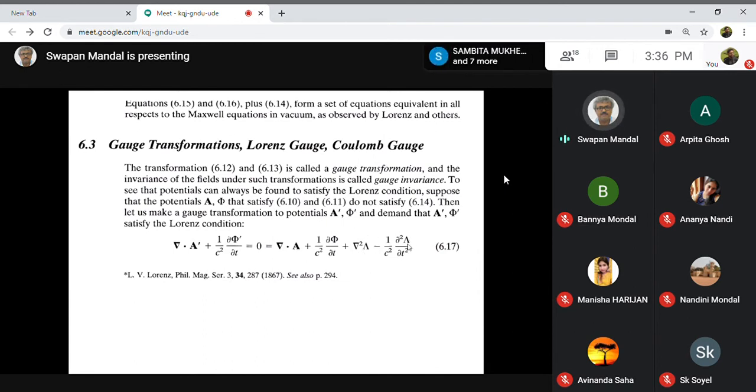If you make a gauge transformation, the Lorentz condition is changed in this way. However, in order to make the Lorentz condition invariant under gauge transformation, we can choose lambda in such a way. Lambda was my free choice; I once again repeat, lambda was my free choice. Now I am imposing a choice: that lambda will be such that del square lambda minus 1 by c square del square lambda del t square equals 0.